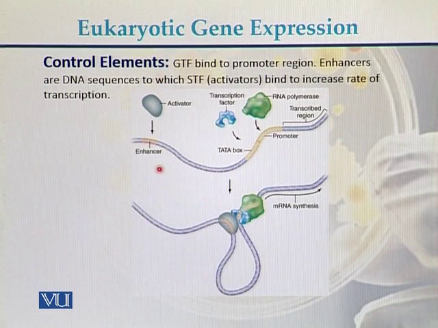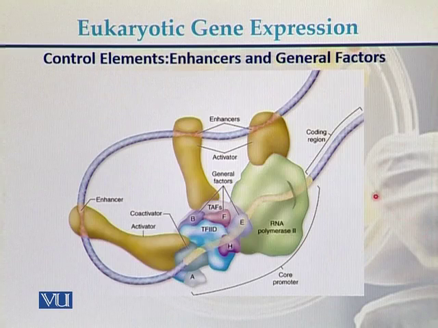Here we can see that the TATA box is here and the promoter sequence is here. This is the gene that has to be transcribed, and the enhancer sequence is here. In this diagram, we can also see enhancers and general transcription factors. These are all the general transcription factors which facilitate the binding of the RNA polymerase with the gene region or with the promoter region.